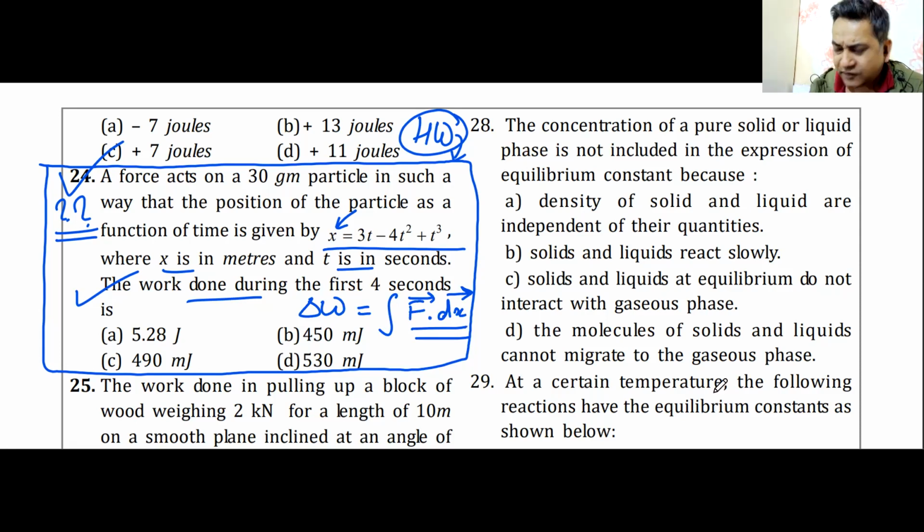Now, instead of writing it as a dot product, I will know that force and displacement are in the same direction. So instead of writing it that way, I will just write the integral of the magnitude of F into dx. That is the work done by the force. But the problem here is I don't know the force, and I don't know from where to where the particle is moving. So I don't know the value of x.